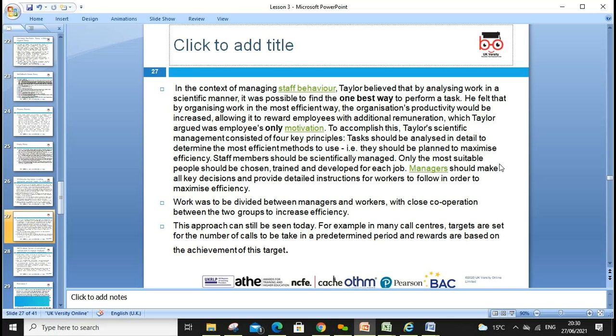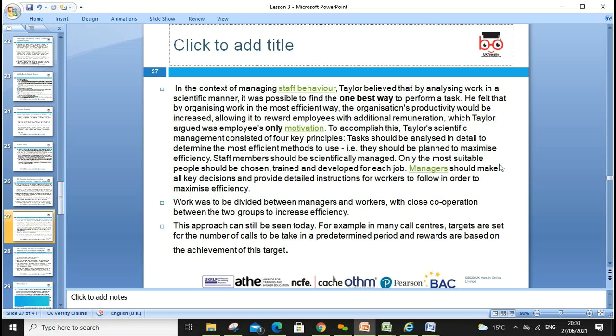Then we need to look at the context of managing staff behavior. Taylor believed that by analyzing work in a scientific manner, it was possible to find the best way to perform a task. He felt that by organizing work in the most efficient ways, organizational productivity would be increased, and employees would be rewarded with additional remuneration as the only motivation.